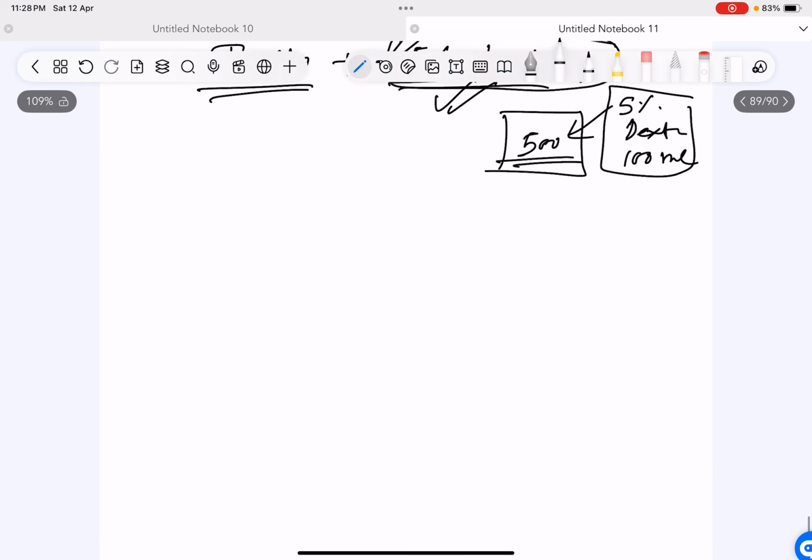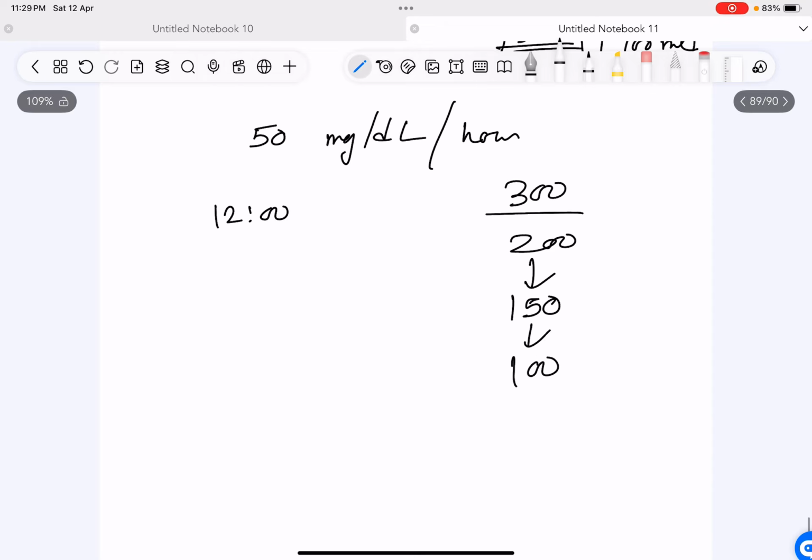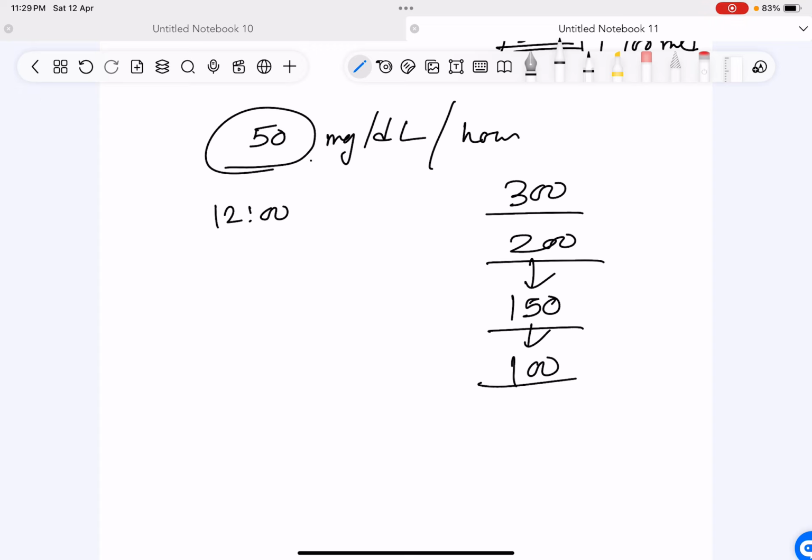and you slowly reduce the blood glucose level, not fast. Your target should be to reduce the blood glucose level by 50 mg per dl per hour. So suppose the patient came at 12 o'clock and the blood glucose level is 300, you reduced it to 200. Now you reduce it by 50 every hour, 150, then the next hour 100. So this is how you should reduce. Target is to reduce it by 50 mg per dl per hour, not fast.